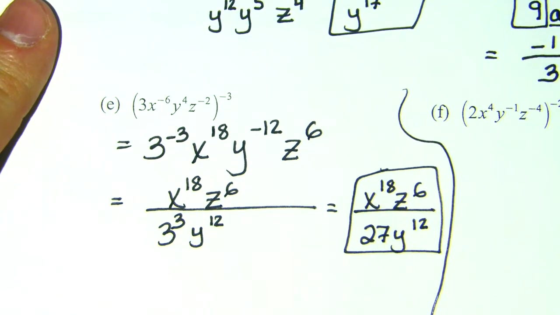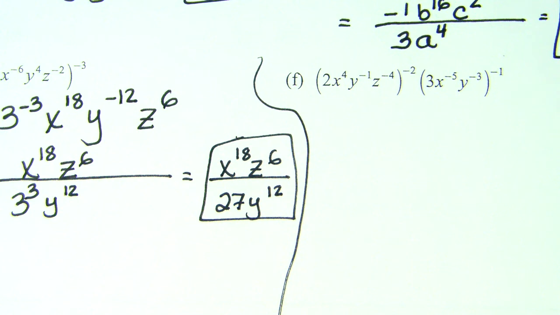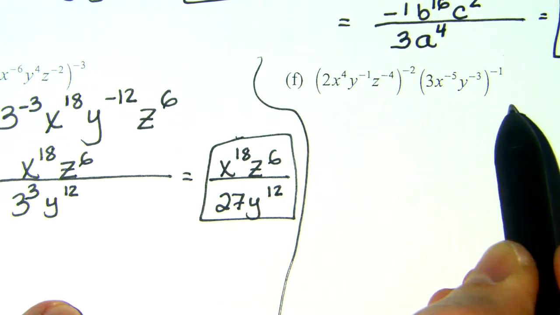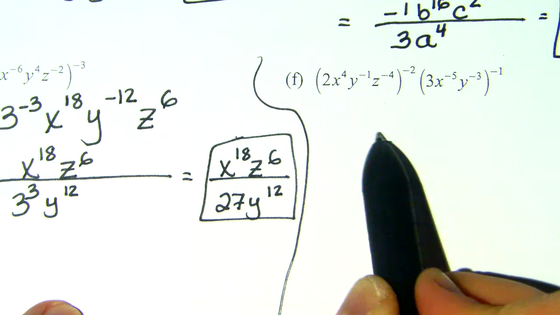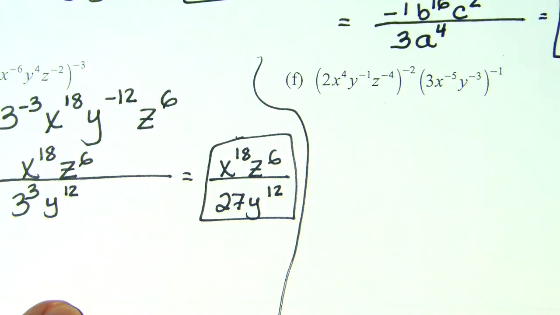I'd like to see if you can do letter F, which is going to work in a pretty similar way. It's just a multiplication problem, but that doesn't really change things. You'll distribute your exponent, and then basically you just have one long line of numbers raised to powers or variables raised to powers. You'll move things, you'll simplify. See how far you can get in letter F.